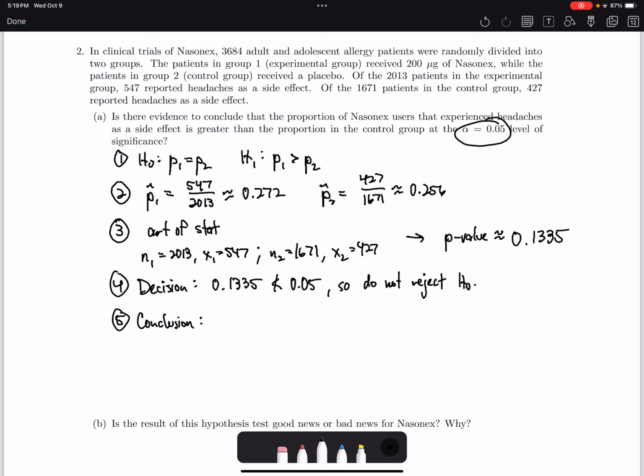Okay, in other words, if we assume that the population proportions are equal, then there's about a 13% chance that we would have obtained sample proportions that are as different as these two sample proportions are. Well, 13% is not that unusual, and so it gives us no reason to doubt the null hypothesis. We have no reason to doubt the assumption we made, so we're not going to reject it. And that means there's really not sufficient evidence to support the alternative. Okay?